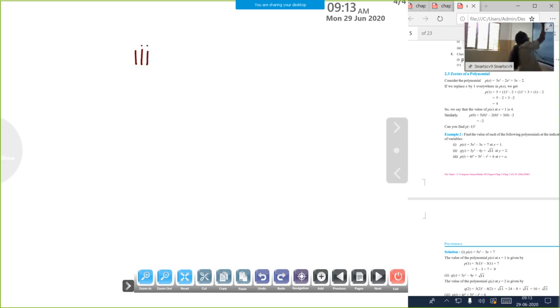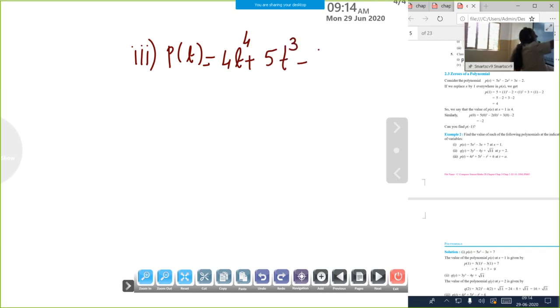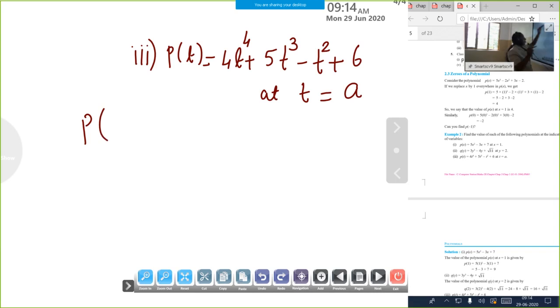Next one: if P of t is equal to 4t raised to 4 plus 5t raised to 3 minus t square plus 6, at t equal to a. The value of t is a. So what we need to find? We need to find P of a, in the place of t the value is a. So you substitute, P of a equals 4.